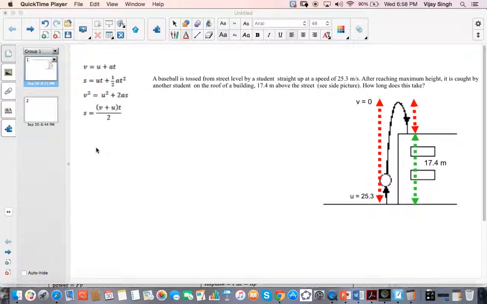On kinematics in class today. So let me explain this question. You had a baseball that is being tossed from street level by a student straight up at a speed of 25.3 meters per second.